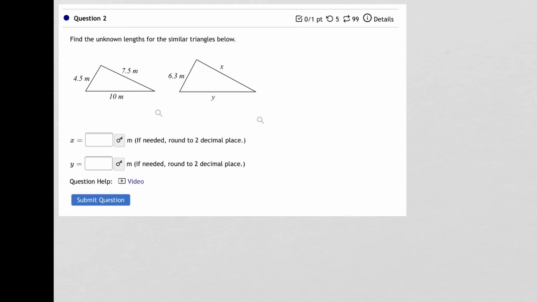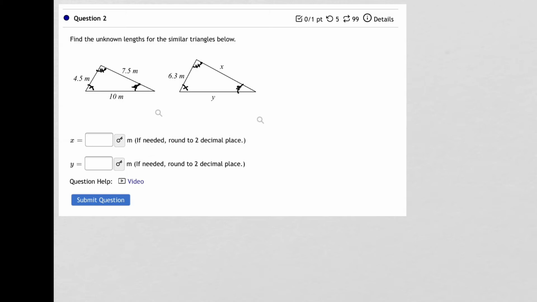So we know that these angles would be equal. That angle would equal this angle, and this angle would equal this angle. So they're similar triangles. We also know, since they're similar triangles, that the lengths of the corresponding sides are proportional. And the goal here is to figure out x and y, those two lengths in meters.